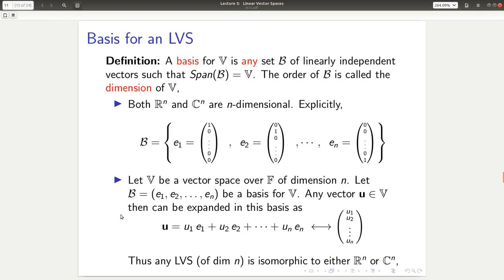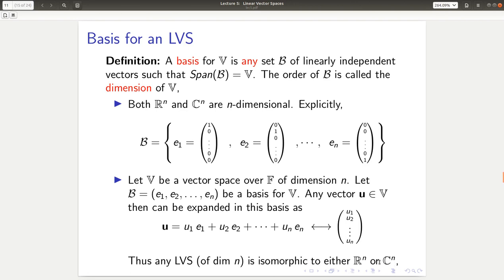It says u, which is an element of V of dimension n, will have u1 e1 plus u2 e2 and so on and so forth, un en, where u1, u2 up to un, these coefficients, are either real or complex depending on what F is. Okay. And again, now that we have a basis, we can write it as an n-tuple. Thus we see that any vector space of dimension n is isomorphic to either R^n or C^n.